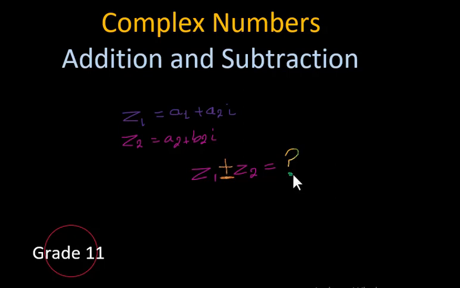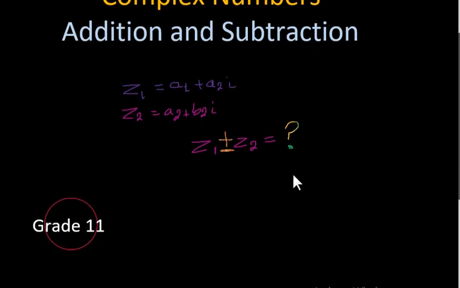Addition and subtraction of complex numbers. So we'll see the sum and the difference of two complex numbers. Alright, so let's move on. Let's see some examples here.